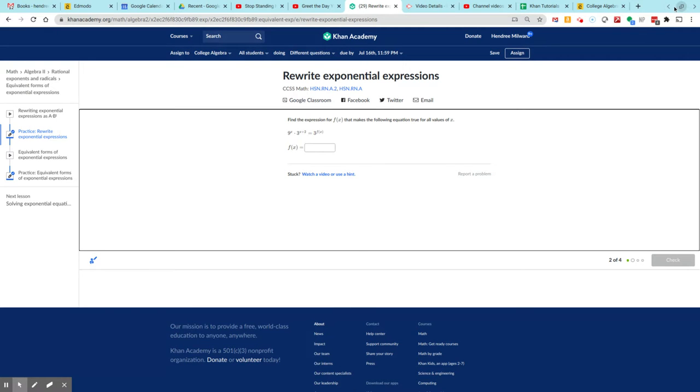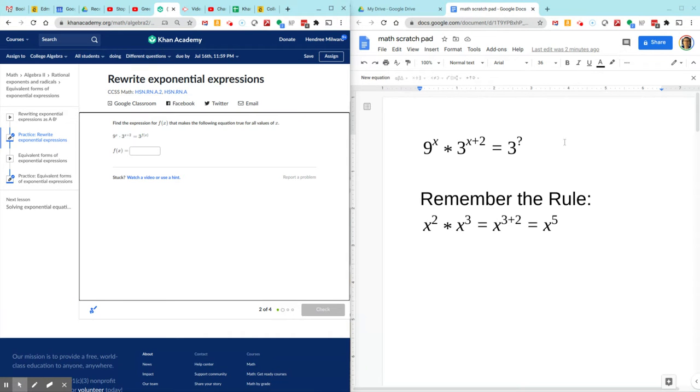I've made up a little solution here. Here's the original problem, a little bit bigger, so hopefully you can see it. And we're just trying to figure out what this question mark is.